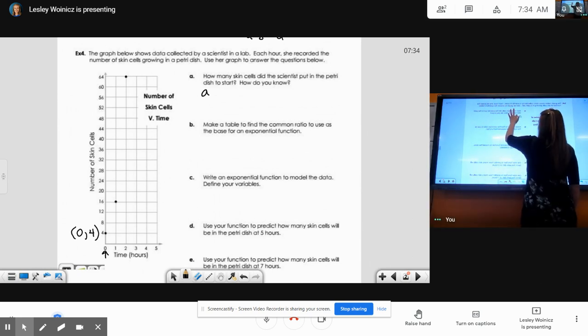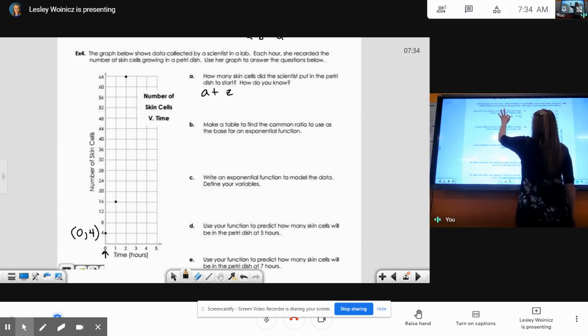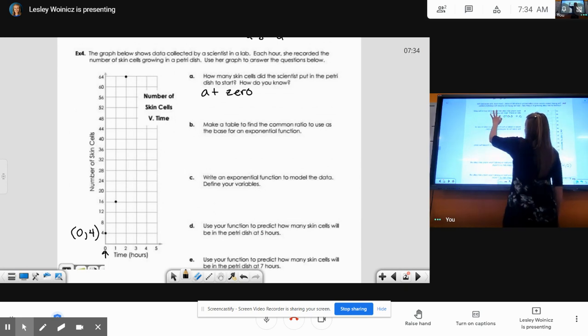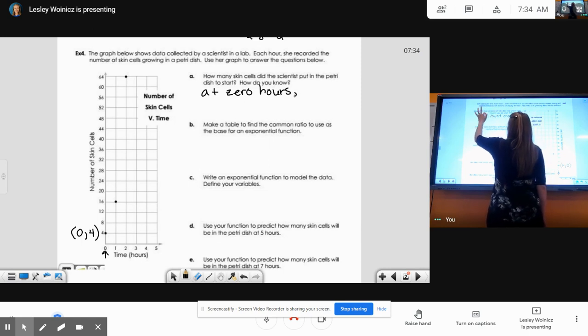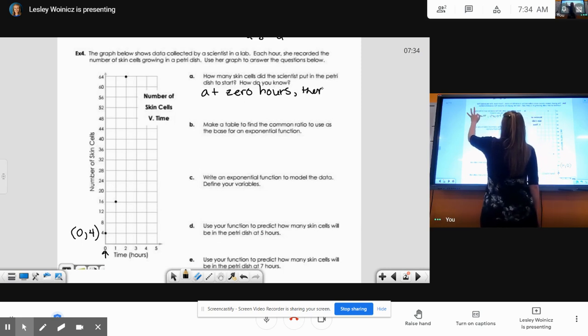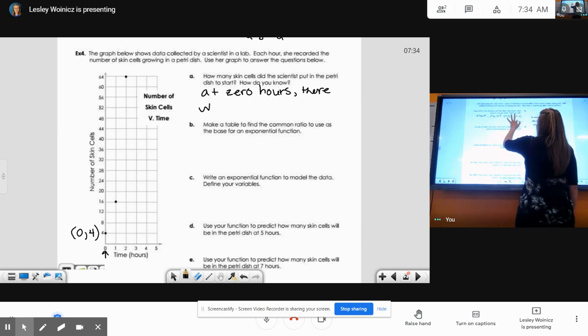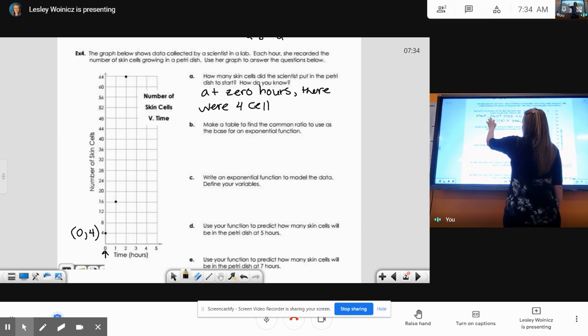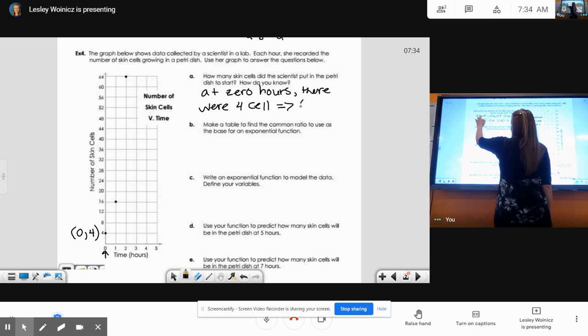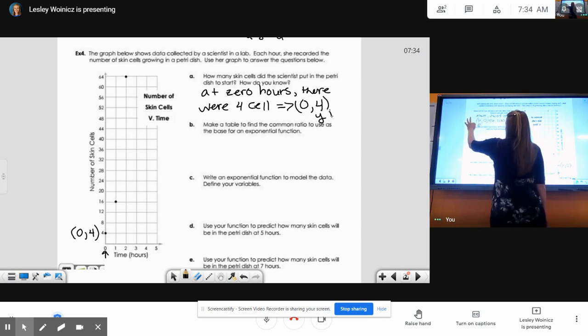So at 0 hours, there were 4 cells, and we know that because this is the y-intercept. 0, 4 is the y-intercept.